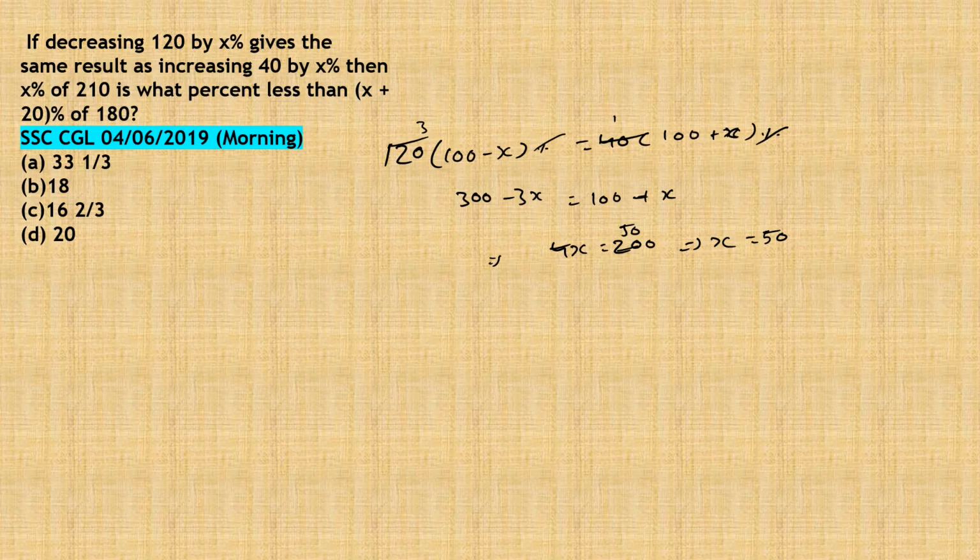Then x% of 210. 50% of 210 is 105. Is what percent less than 70% of 180, 70% of 180 is 126. How much is it less than it? 21 less than 126, into 100. We can cancel it out. That is 100 by 6, which is equal to 16 2 by 3%.